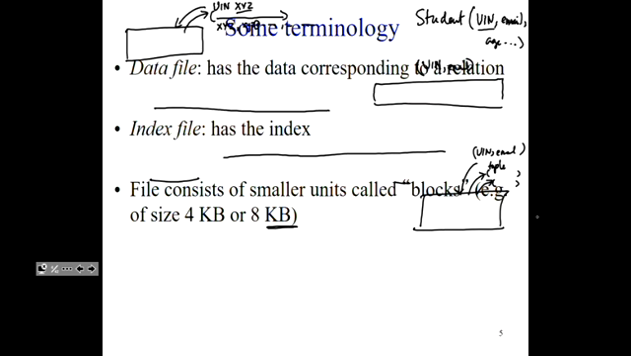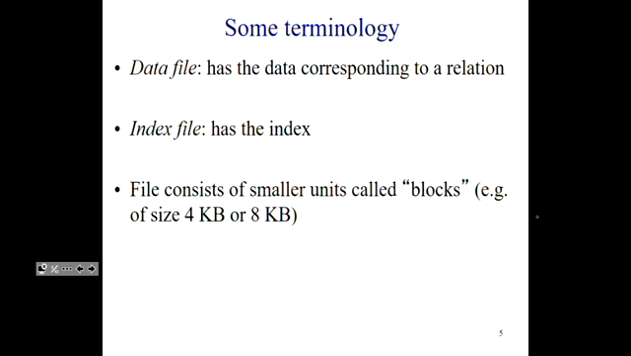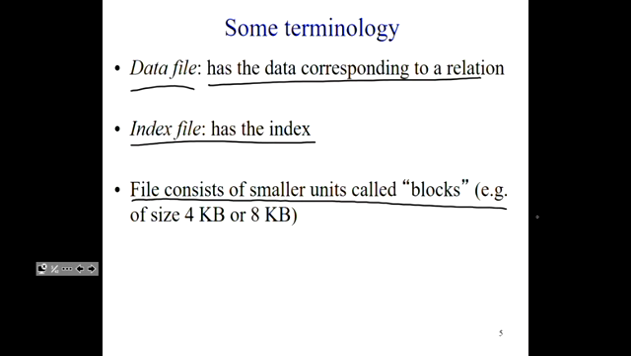All right, so there are multiple physical components to an index. From the index standpoint, there is an index file. This file contains the index, and conceptually contains all of the information necessary to look up stuff in your data. Correspondingly, there's the data file, which actually contains the data itself. This data file has the data corresponding to a relation. In both cases, both the index file and the data file are organized in smaller units called blocks.